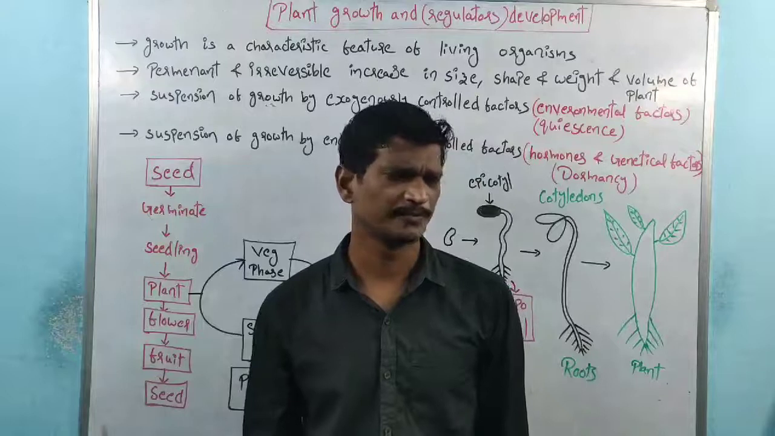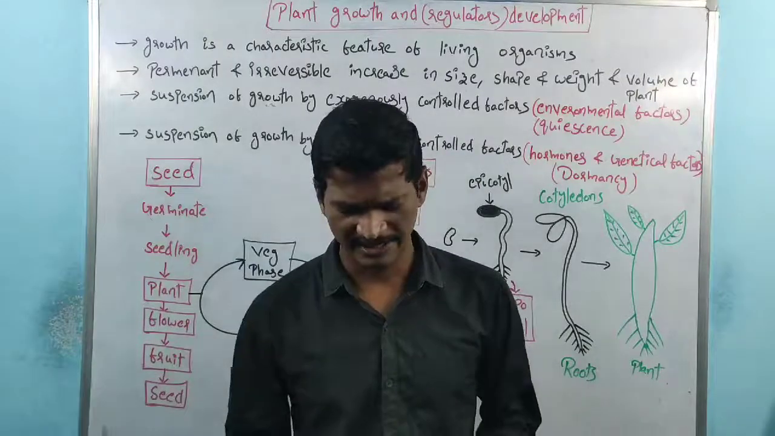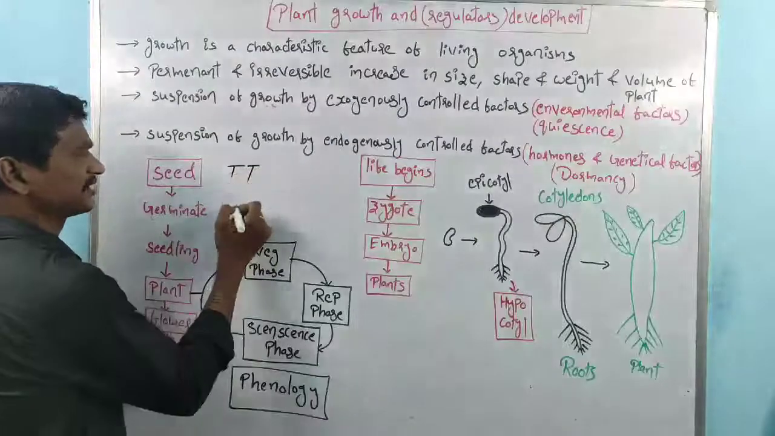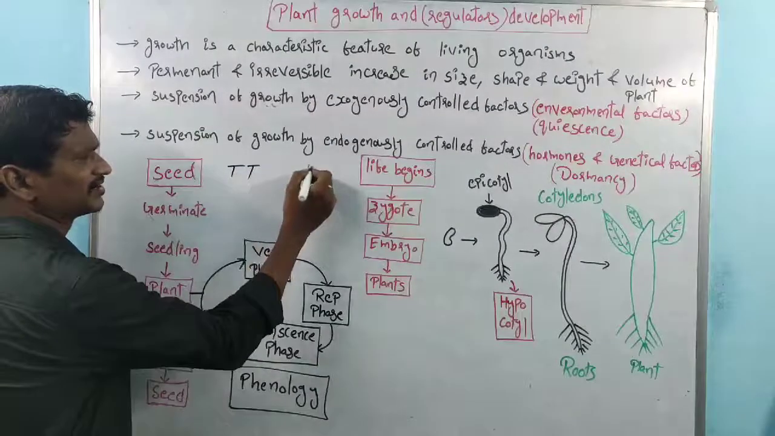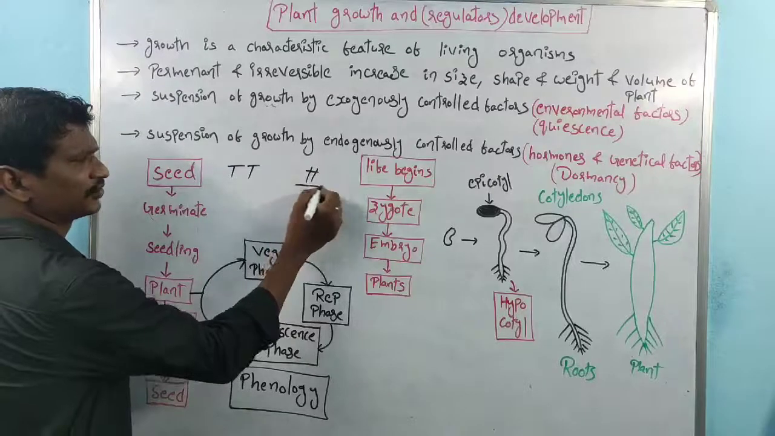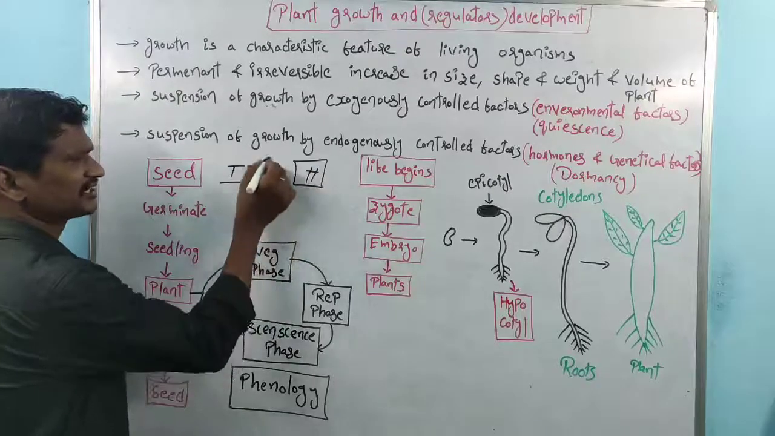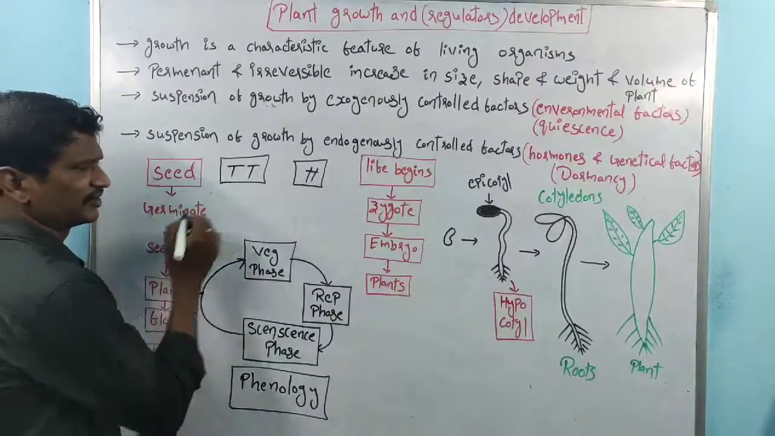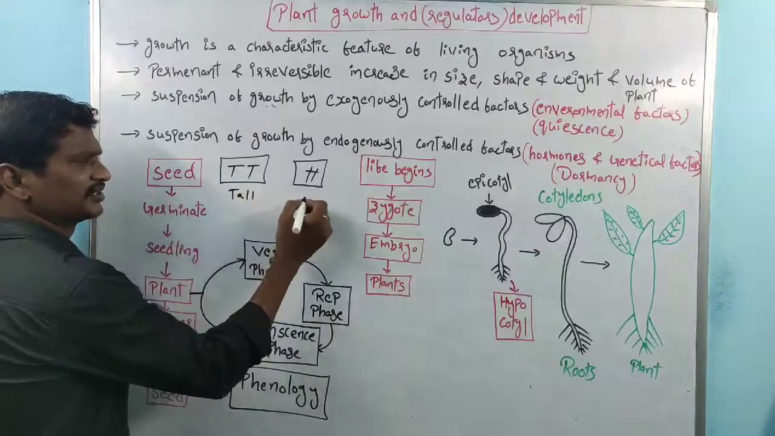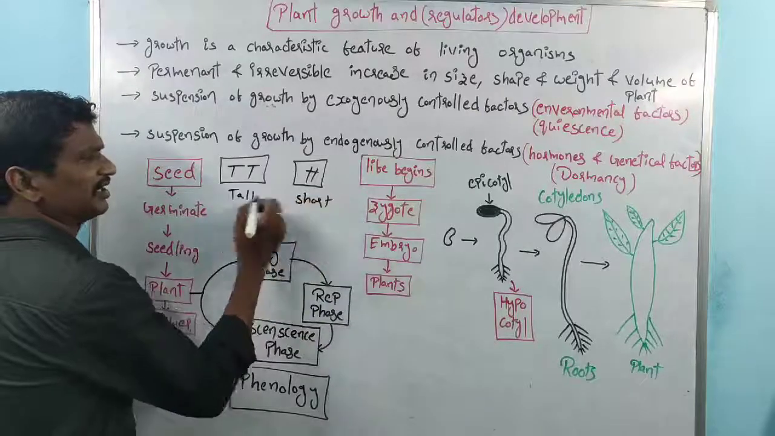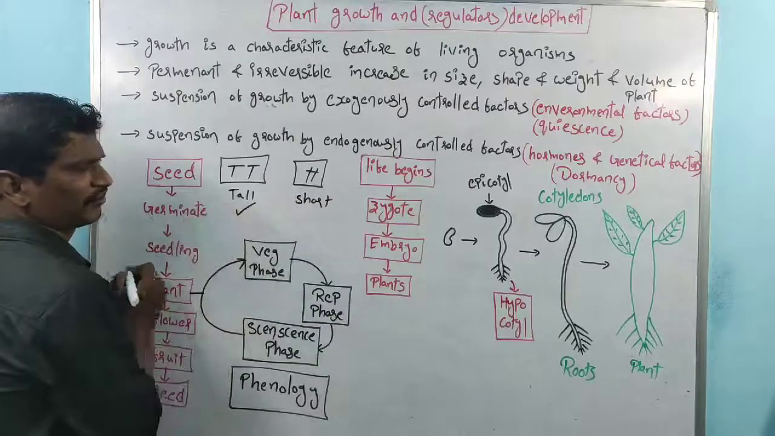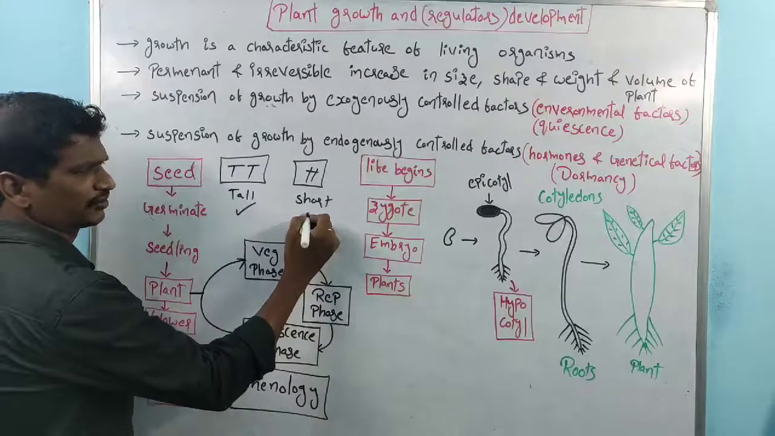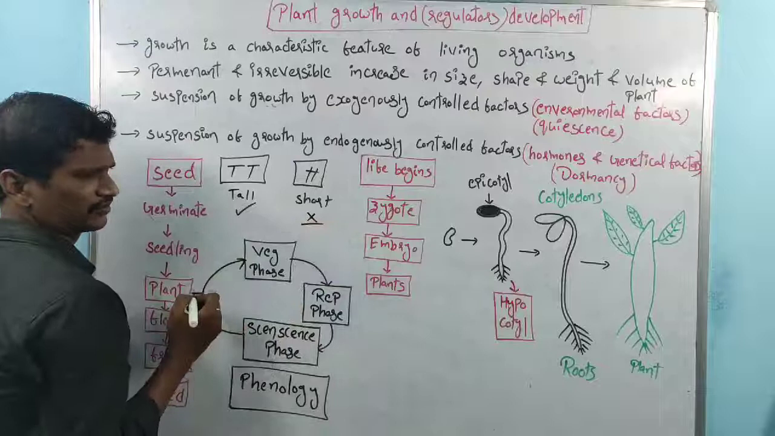Suppose we know one plant is there, the plant is the tall plant, capital T and capital T. And one of the plants is the short plant. So here, these are the genes which influence the height of the plant. This is the tall plant. This is the short plant. So why here is the plant grown tall? Why here is the plant not grown tall? Or why here is the plant short?